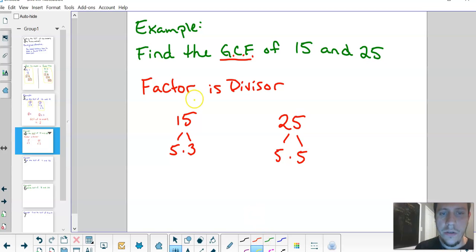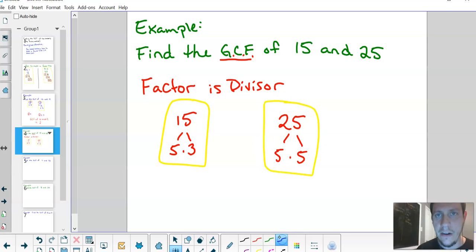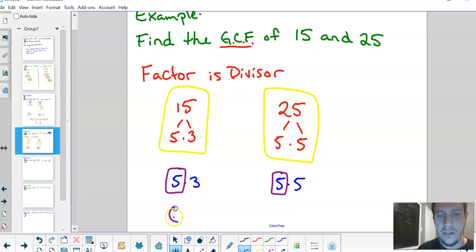So now we have two completed factor trees, and we're going to compare the numbers in the factor trees. What number do they have in common? We have 5 times 3, and over here we have 5 times 5. We can see that there's a 5 here that can pair with a 5 over here. There are no 3s over here, and there are no more 5s over here, so we're done. That means that the GCF of 15 and 25 is 5.